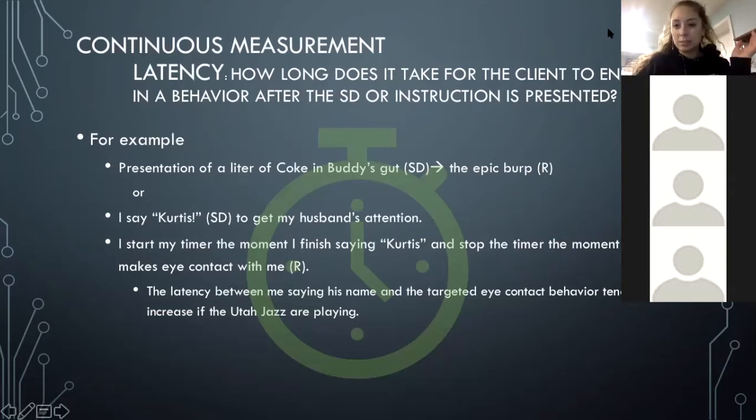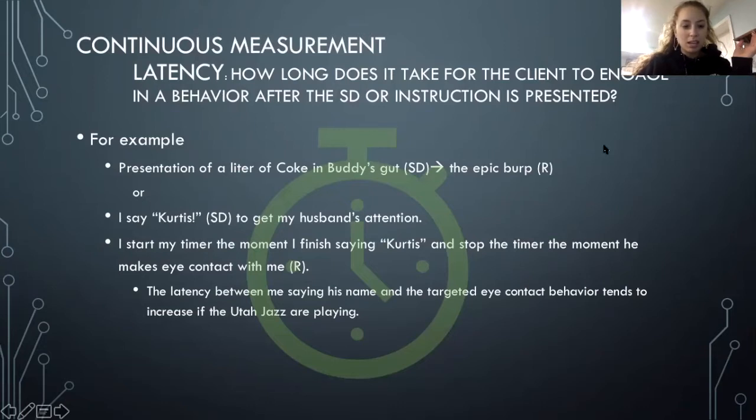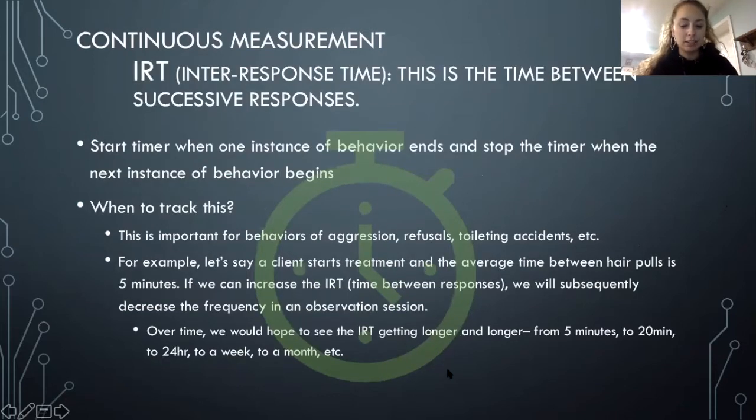Another example of latency measurement is, for example, if I'm trying to get my husband's attention, I'm going to yell Curtis, okay? So that would be the SD. I'm going to say Curtis's name, and then I'm going to start a timer from the time I finish the word Curtis, and stop the timer at the moment that he makes eye contact with me, because I'm trying to get his attention. I did note that latency between me saying his name and the target eye contact behavior tends to increase if the Utah Jazz are playing. So does anybody have any questions about latency and what that is?